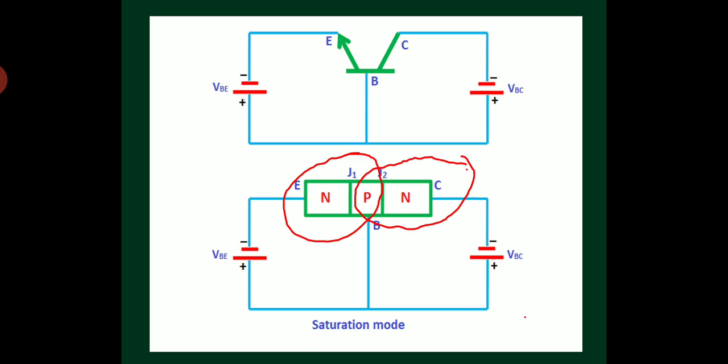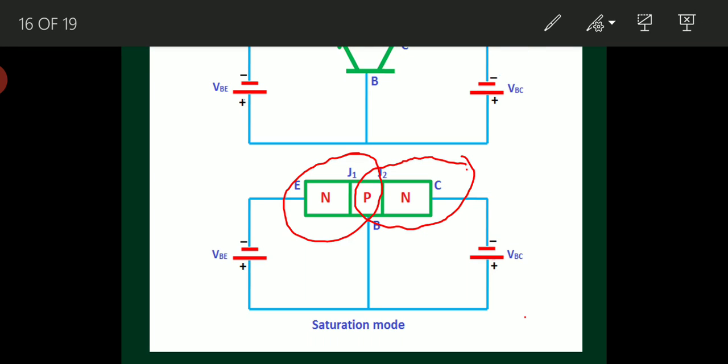In saturation mode, the charge carriers, electrons, flow from emitter to base as well as from collector to base. The electrons, which are majority charge carriers in the N-type region of the emitter, are repelled due to negative polarity here. So electrons will move towards the base here. The current direction is opposite to the flow of electrons.